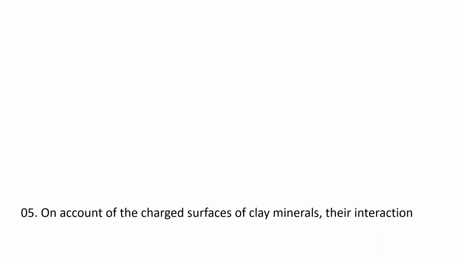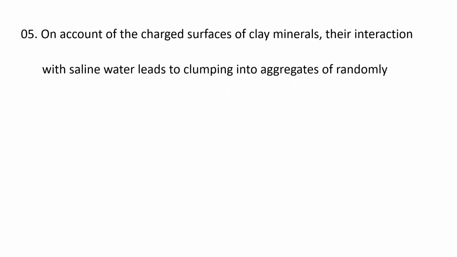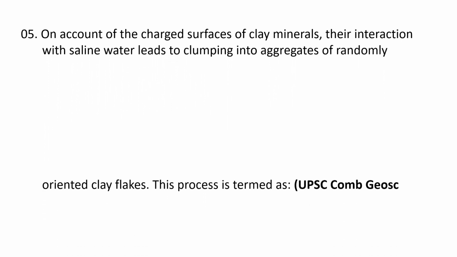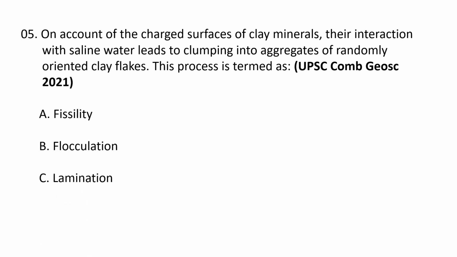Next question. On account of the charged surfaces of clay minerals, their interaction with saline water leads to clumping into aggregates of randomly oriented clay flakes. This process is termed as: A. Fissility, B. Flocculation, C. Lamination, and D. Illitization. So the correct answer is B, flocculation. Flocculation is a process by which a chemical coagulant is added to the water, which acts to facilitate the bonding between the particles, thereby creating larger aggregates which are easier to separate. So B, flocculation, is the correct answer.